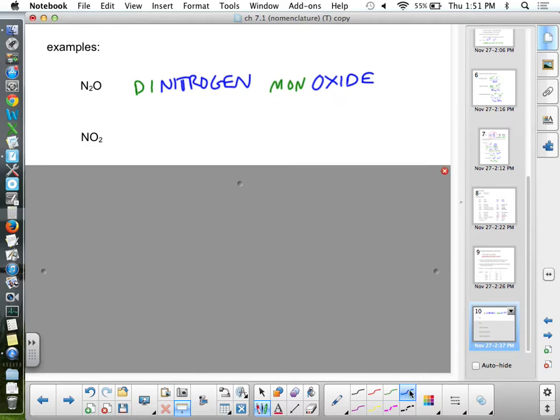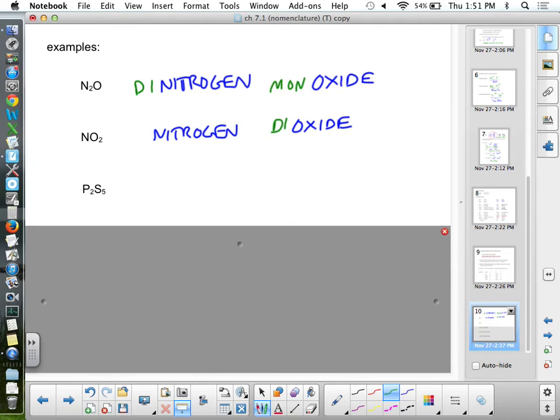NO2, on the other hand, I again start with nitrogen, but because there is only 1 nitrogen atom per molecule, by convention we don't use the prefix mono with the first element, so I just call it nitrogen. The second element is oxide, but now that there are 2 of them, I use the prefix di, so this is nitrogen dioxide.